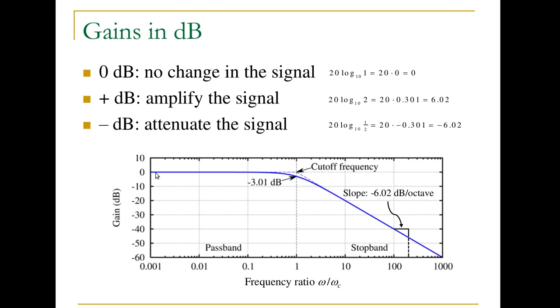And here is a plot of the gain in dB. So this is the attenuation. At low frequencies, there's no attenuation, so we have basically no change in the amplitude. And then at the cutoff frequency, we have negative 3 dB. Beyond that, the amplitude gain changes by negative 6 dB per octave.